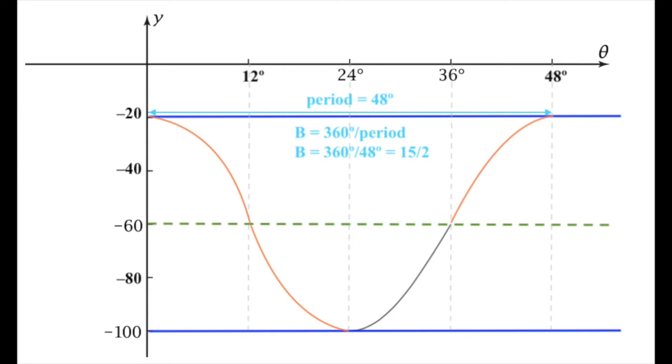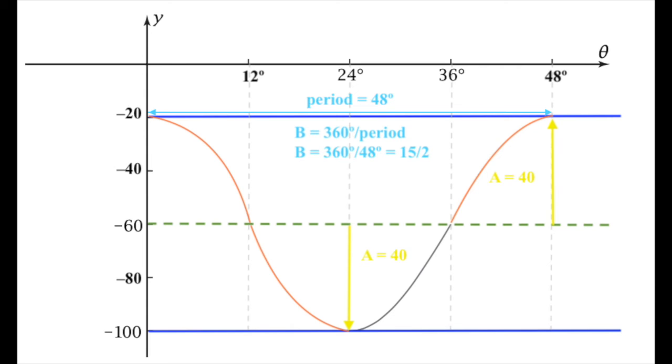The next thing we want to do is get the amplitude. That's the distance from the midline to the maximum or the minimum point. We can see on the left side the maximum's at -20, midline's at -60, the minimum's at -100. So it's 40 spaces from the maximum to the midline and 40 more spaces from the midline to the minimum.